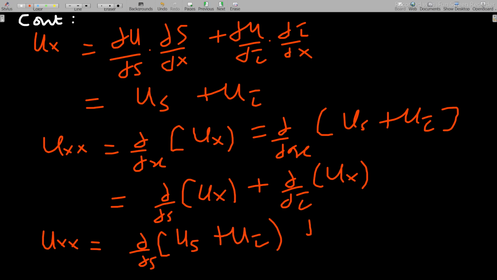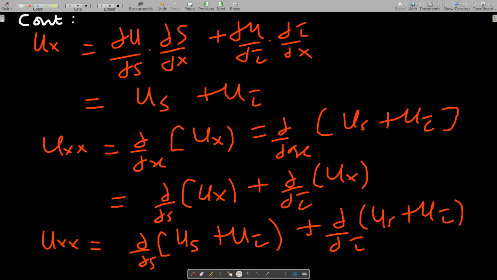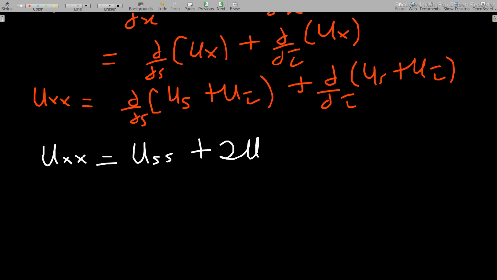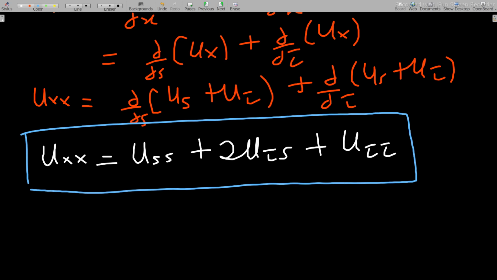Then I have del tau of U_S plus U_tau. Now let's move ahead and see what we are getting here. If you go through the process carefully, this one too, I'll just quote it and ask you to go ahead and find it. U_XX will be equal to U_SS plus 2U_tau S plus U_tau tau. This is what I want you to do. Just go ahead and find a solution to this. You can simplify this on your own.